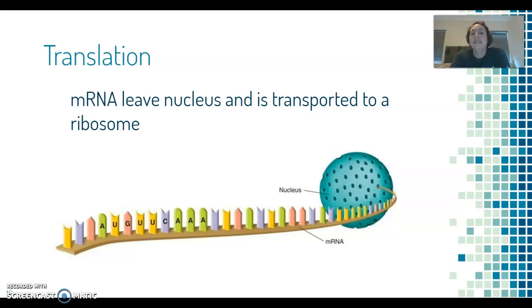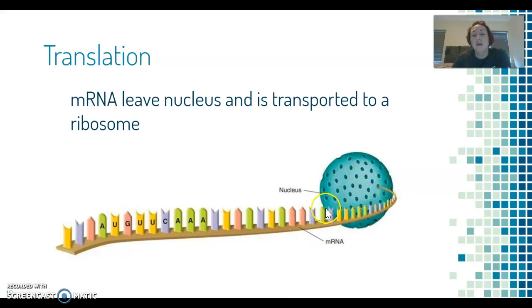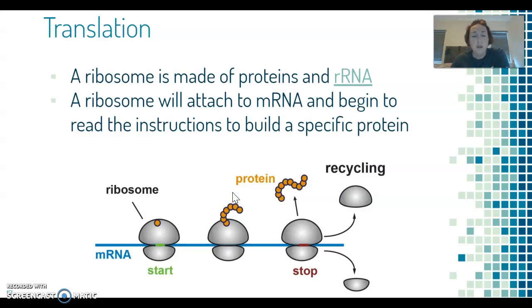So mRNA is able to leave the nucleus and is transported to the ribosome. So you can see with this picture here that this is our nucleus, and these little tiny holes here are where that mRNA is going to come out. It's going to come out into the cytoplasm and head towards the ribosome where proteins are made. So translation, the process starts with a ribosome, which is made of proteins and a type of RNA called rRNA. And that R in rRNA is really easy to remember because it stands for ribosomal RNA.